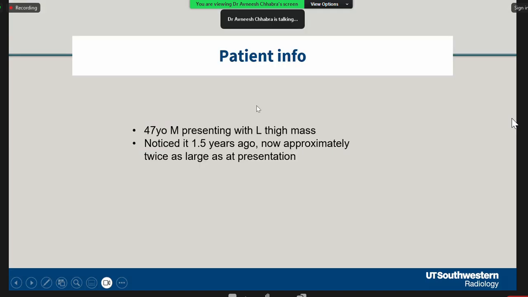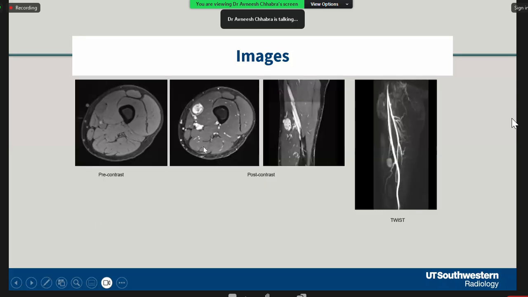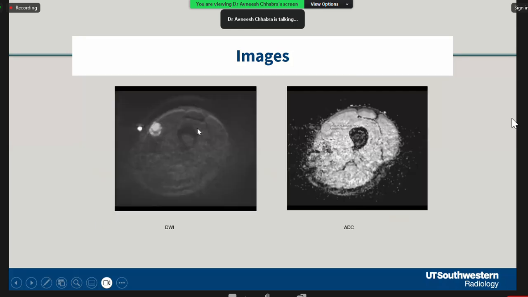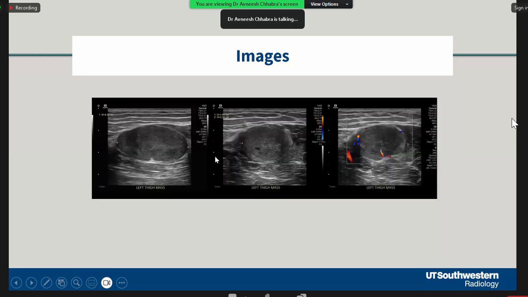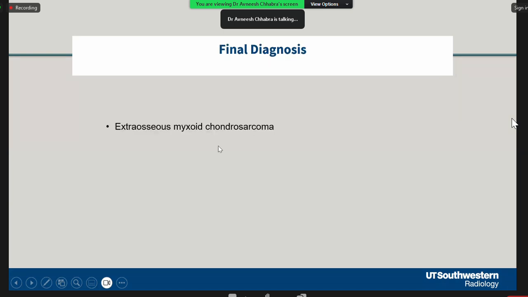Again, myxoid component. This patient had a left thigh mass, noticed 1.5 years ago, now about twice as large, so fast growing, very bright, very enhancing, and also bright on ADC, which myxoid tumors can do. And you can see on ultrasound it looks ugly. So is it a myxoma or a sarcoma? It's not in the muscle, so it should be a sarcoma.